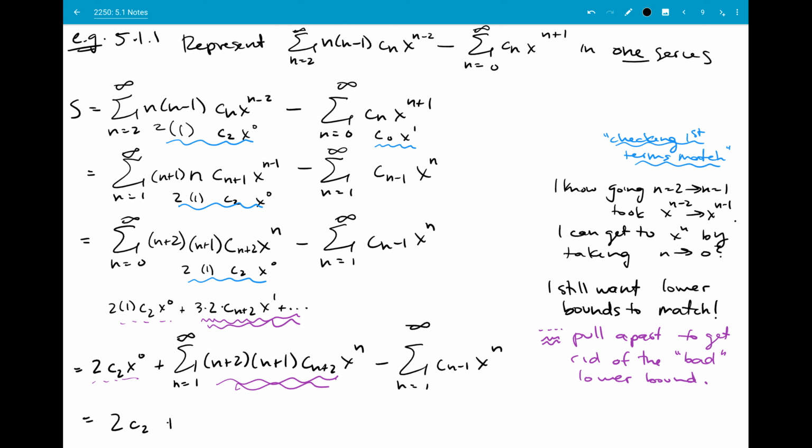So my 2c2 is stuck there. That is a bad sum sign. So my sum is from n equals 1 to infinity, uses x to the power n. Actually, let's give ourselves even more room. And then I can just fill in what belonged to the two separate sums from here. So I had n plus 2 times n plus 1 times c n plus 2 minus c n minus 1. And that's just arithmetic. That part goes there, that part goes there, and that difference goes there. And that's the solution.